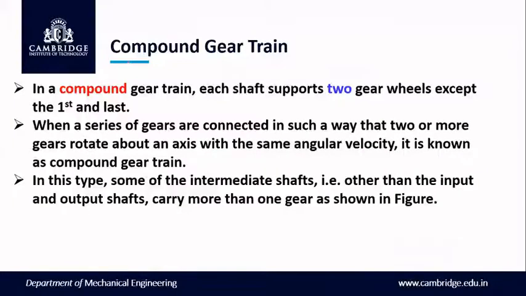Let us move on to the second type of gear train, that is the compound gear train. In a compound gear train, each shaft supports at least two gear wheels, except generally the first and last. When a series of gears are connected in such a way that two or more gears rotate about an axis with the same angular velocity, we call it a compound gear train. In this train, some of the intermediate shafts, other than the input and output shaft, may carry more than one gear.